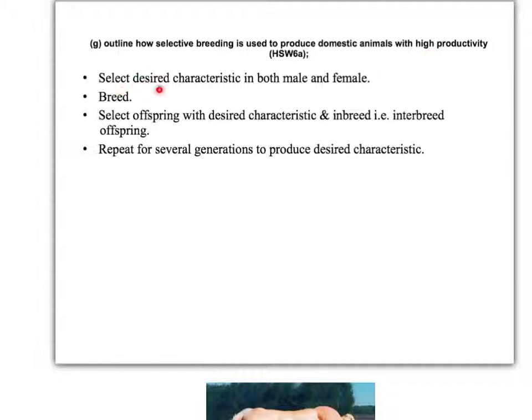So what we do here is select the desired characteristics of both male and female. For example, if it was a dairy cow, we would probably look for a cow which produced the largest amount of milk, and we would probably look for a male which was also quite large, and we'd mate those, and we would then have some offspring. Some of those offspring would also have capacity for producing a large amount of milk. Then we'd keep breeding those with large bulls, and we would eventually get a variety or a breed of cows which all produce large amounts of milk.